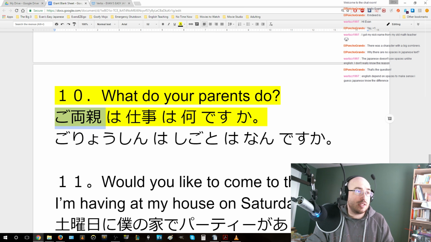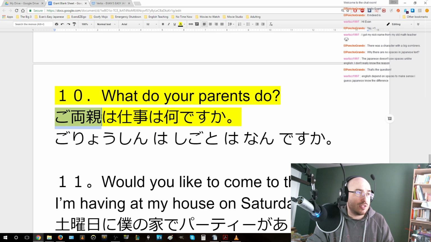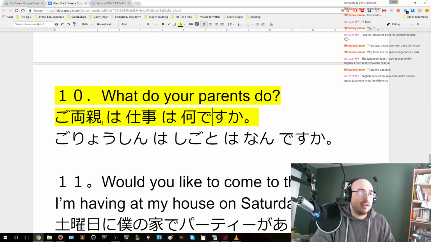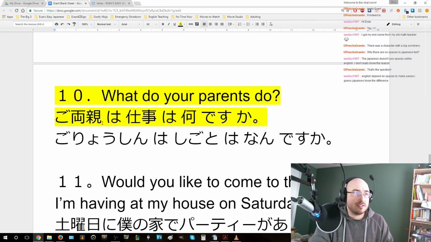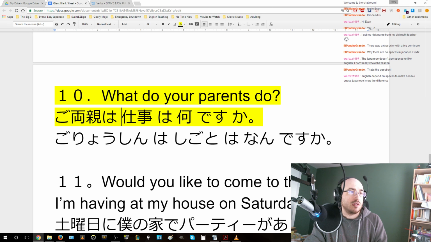With kanji though, even if I leave the kanji in here, you can see where the words begin. Go-ryoshin wa, another word, a particle, another word, an ending. You can see it. You don't need spaces because it's obvious. That's why we don't need spaces. I add the spaces to make it a little more visible for my beginning students, so you can start getting a feel for where the words begin and end. But you really don't need it.